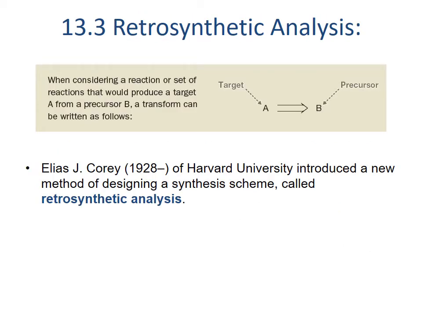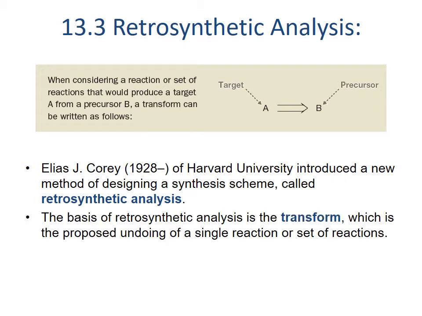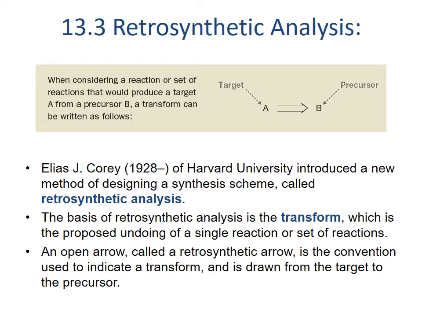We don't typically start from a random molecule and try to turn it into a synthetic target, but instead we think about the target first and try to figure our way back to a molecule that might be a good starting material. This process of thinking about reaction schemes backwards to develop a forward synthesis is called retrosynthetic analysis, and it won E.J. Corey the 1990 Nobel Prize in Chemistry. Starting from the target, individual reactions are thought of as transforms, the undoing of a single reaction. An open arrow, as shown in this slide, indicates a transform from the target to the precursor.